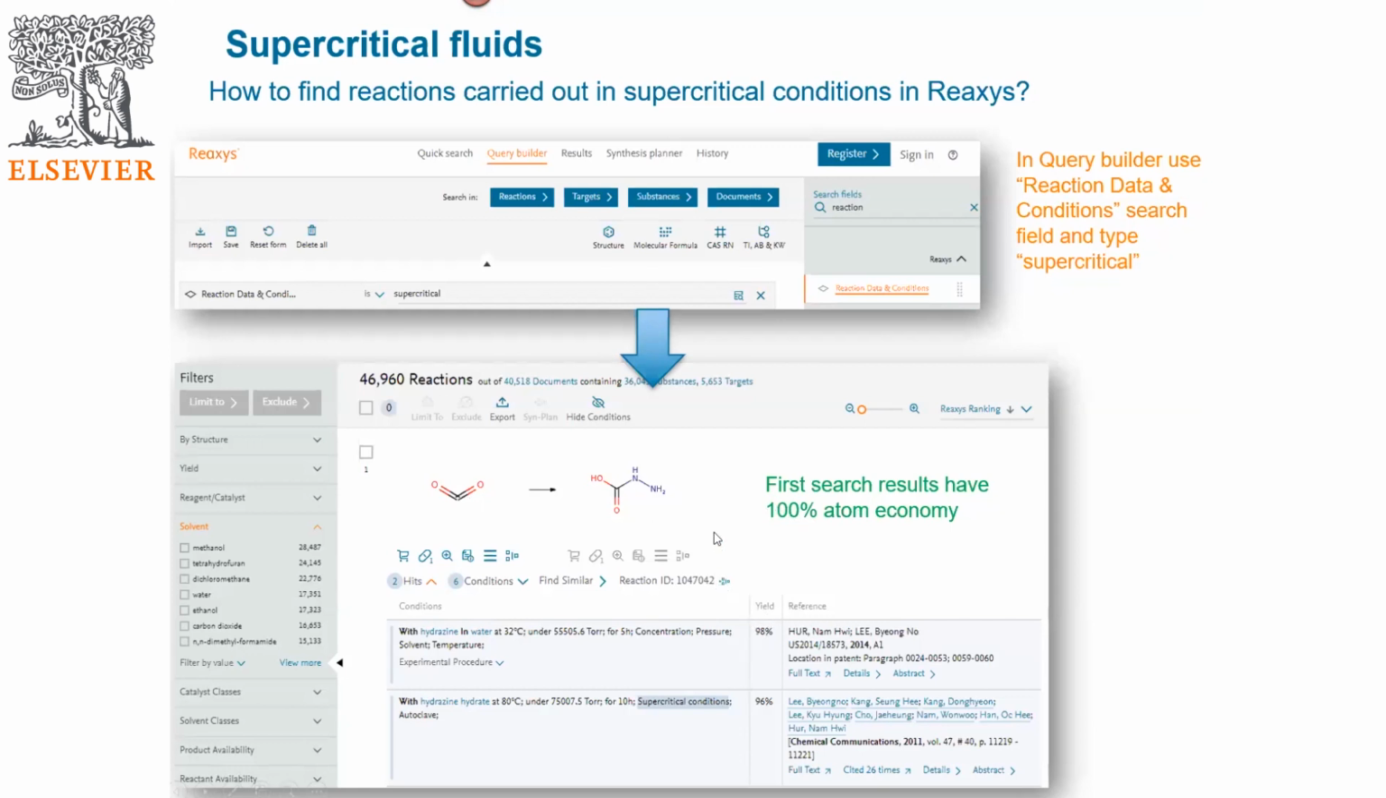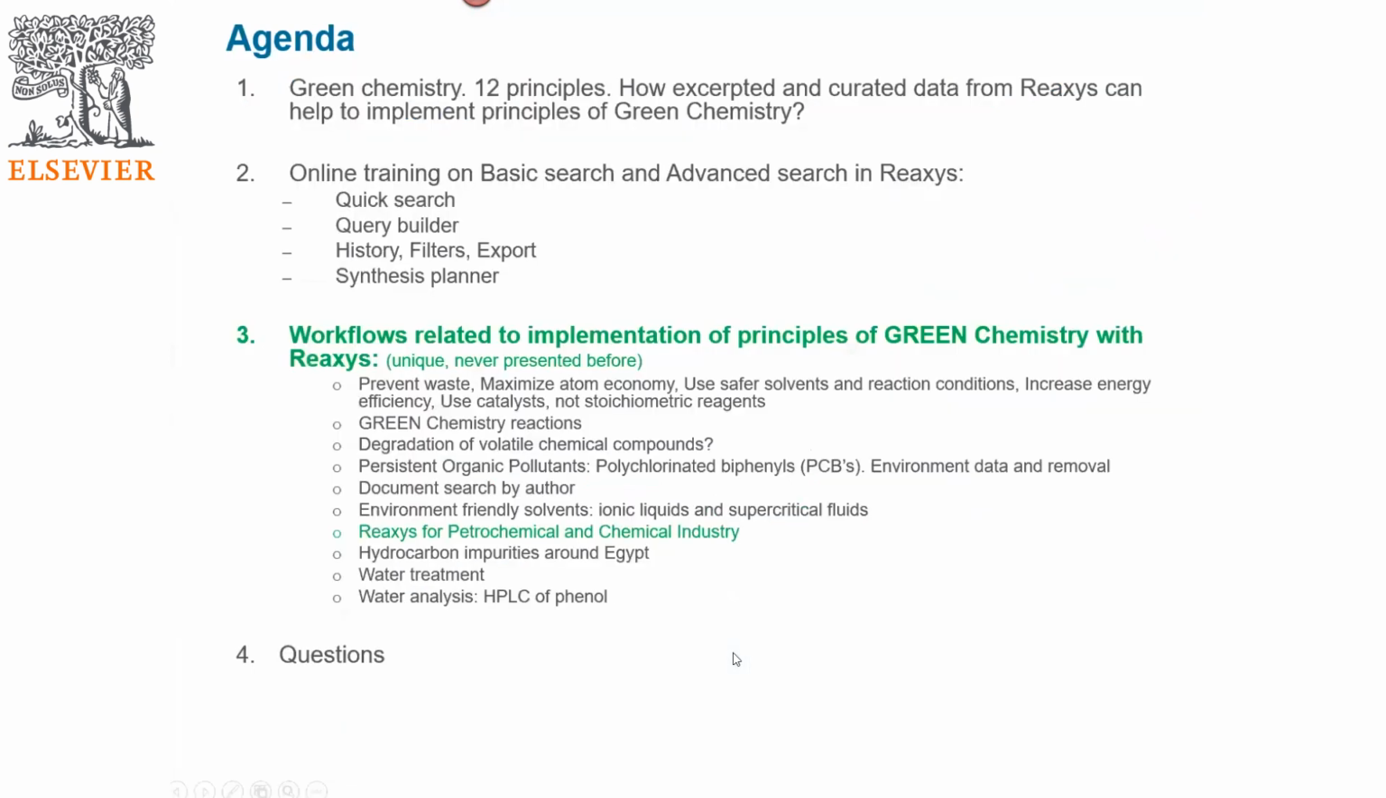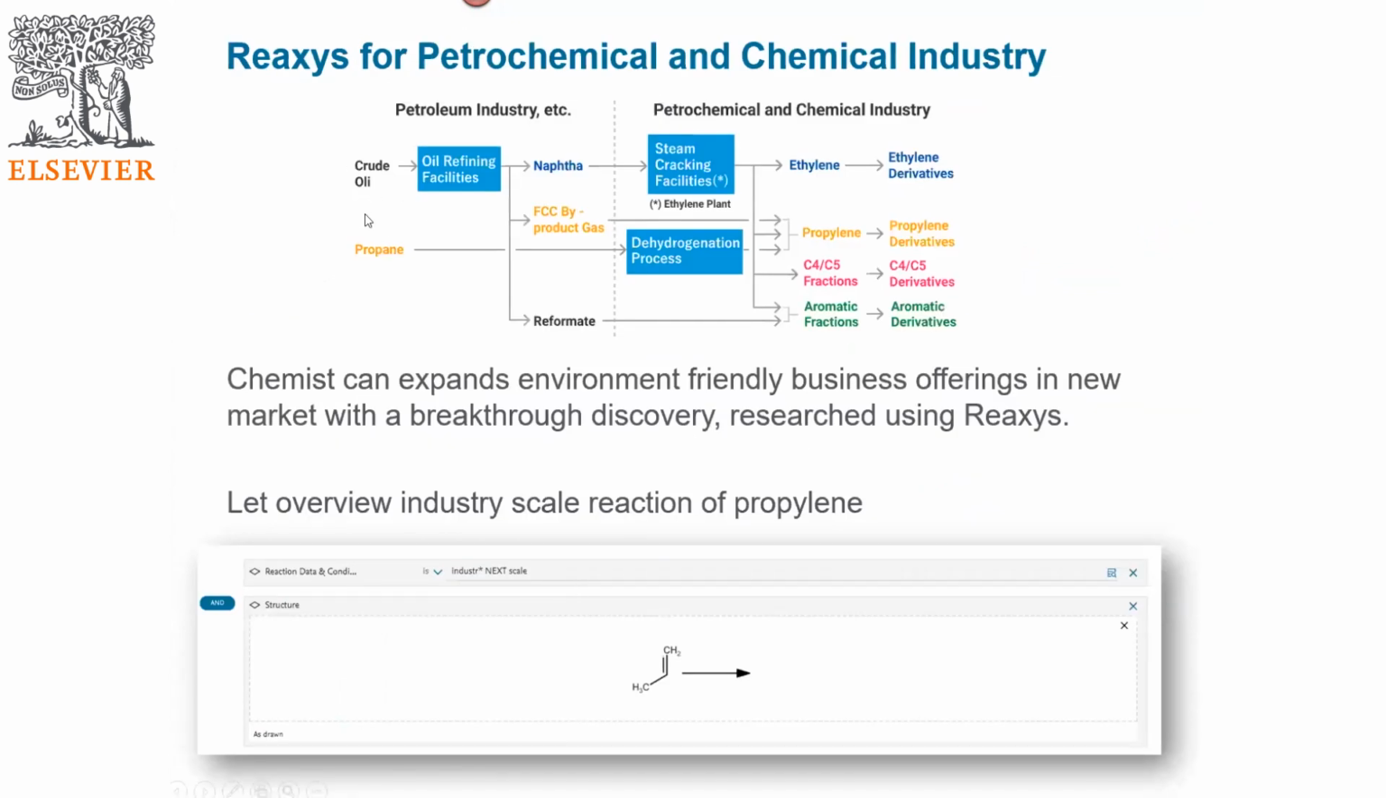Also in Reaxys, by again using this reaction data, you can find all reactions which can be carried out in supercritical fluids. And as you see, for example, in this case, it can help you to convert CO2 into a valuable product with 100% atom economy and very high yield. So it's really great conditions, a very green reaction. Or you can browse it and find something more interesting for you, for example, by using this filter by structure. And we need to cover the remaining topic which we still have. It's the petrochemical industry. So with Reaxys, as participants may understand, any chemist can expand environment-friendly business offerings in the market with breakthrough discovery research using Reaxys. What exactly could it be?